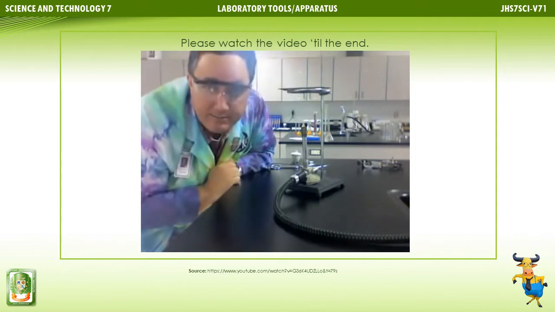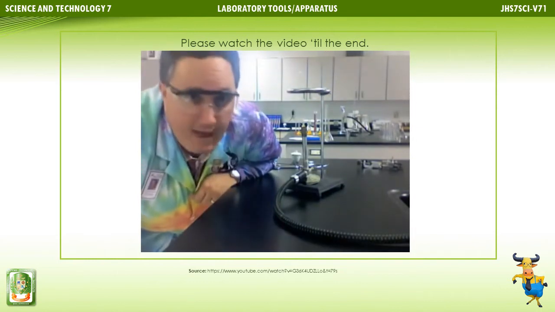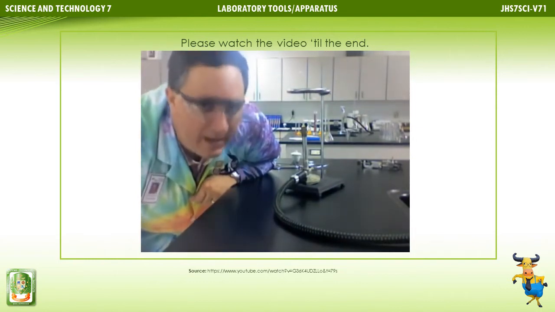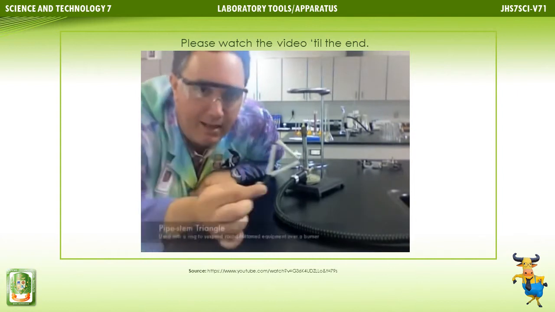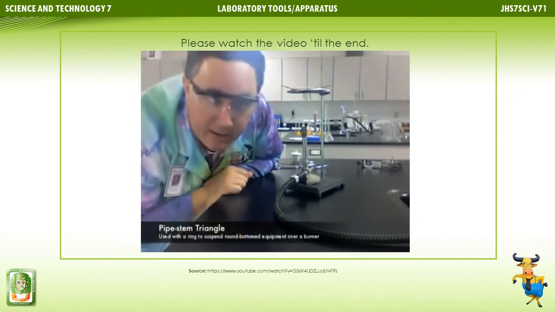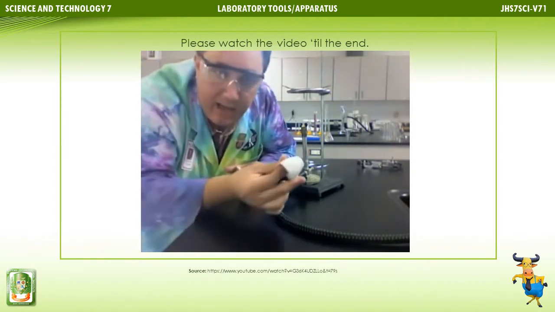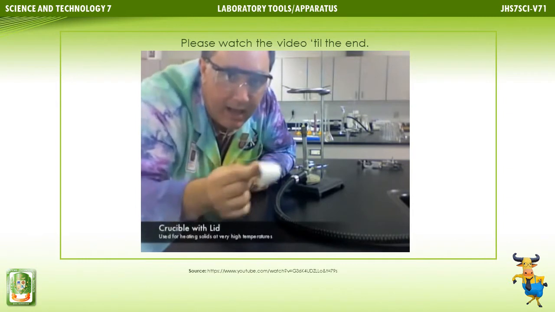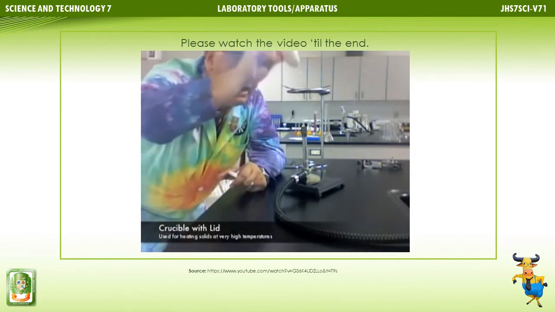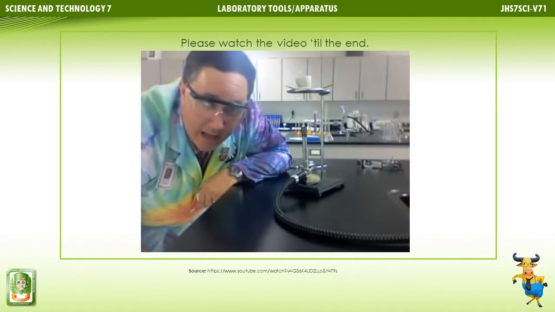What if what you're going to use on the ring stand doesn't have a flat bottom? Use the pipe stem triangle. We'll put the pipe stem triangle up there, and then we can take something with a rounded bottom, something like a crucible, and it will sit inside the pipe stem triangle just like that.